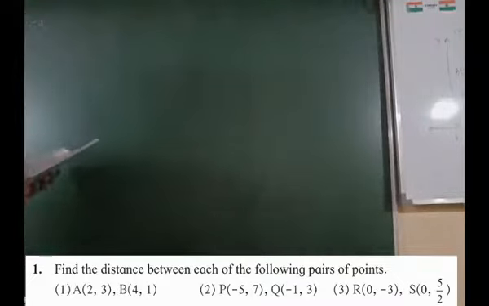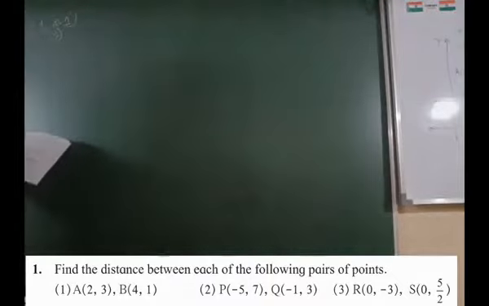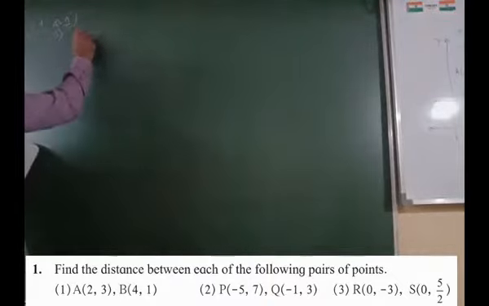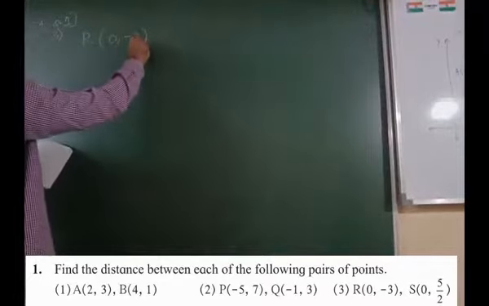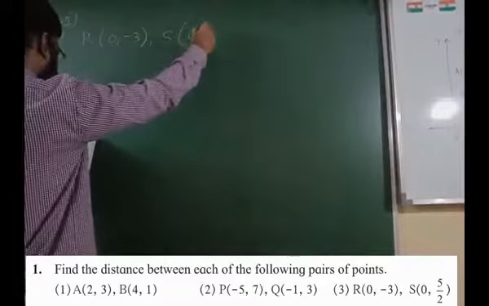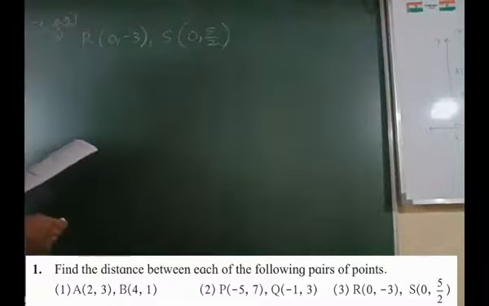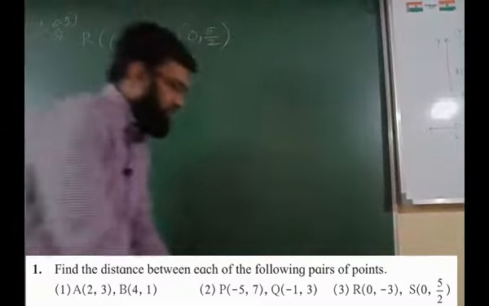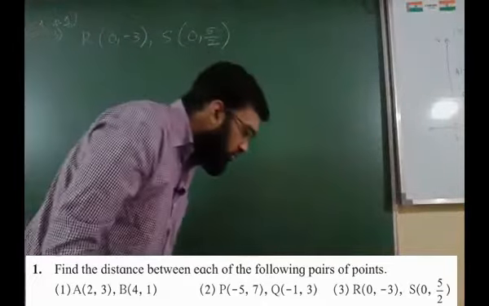Let me take the more difficult ones. Let me take, say, question number 3 first. The third sub-question. The points are given as R 0 comma minus 3 and S, these are the coordinates if you remember, 0 comma 5 by 2. So we have to find the distance between these 2 points, 0 comma minus 3 and 0 comma 5 by 2.